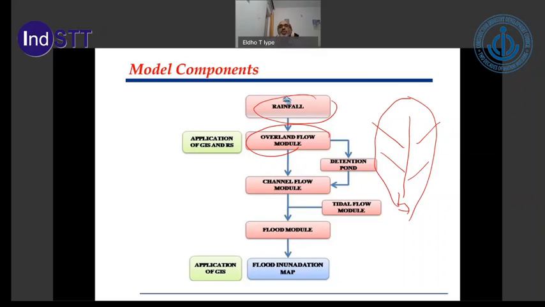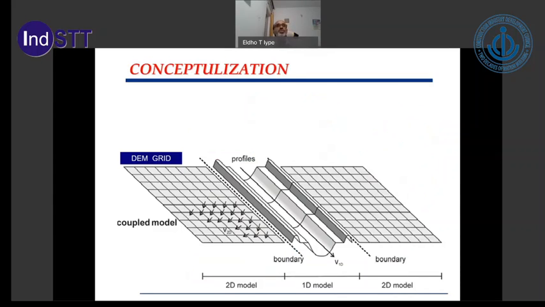If there is a detention pond, we can look into that also. Especially in coastal areas, if tide is there, we can include that, and a flood model is developed which gives the inundation. So this shows how we conceptualize it: this is the overland flow, this is the channel flow, and the model is developed by combining a one-dimensional and two-dimensional model, especially with respect to overland flow.